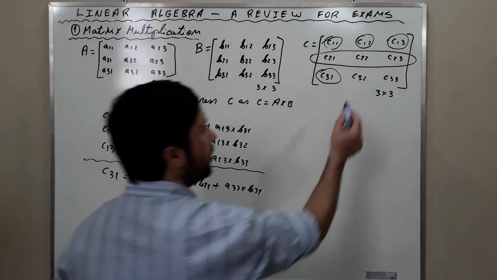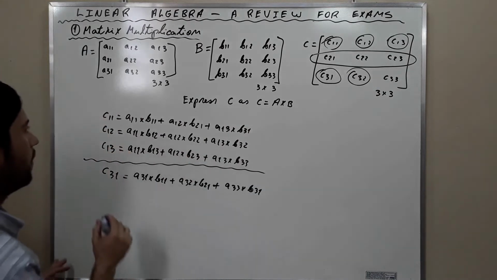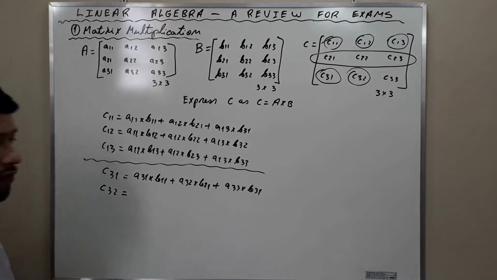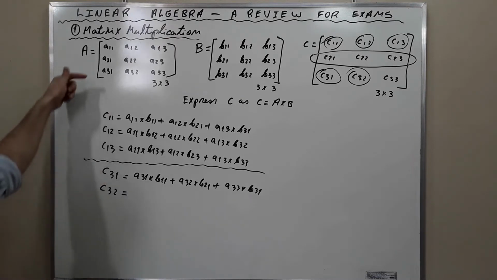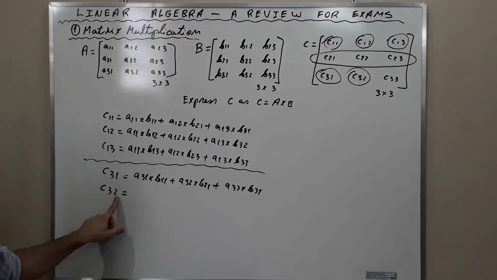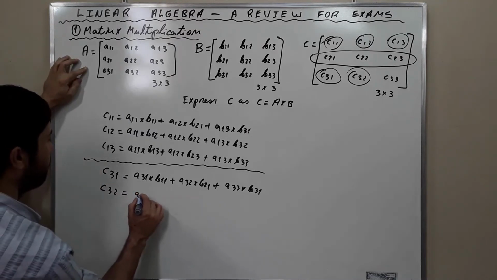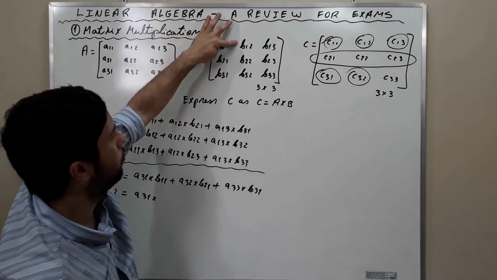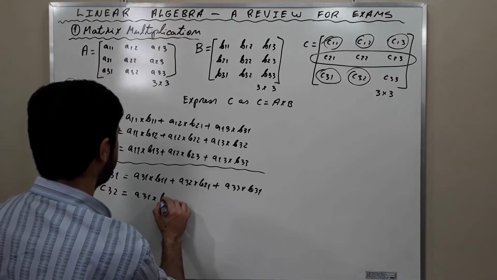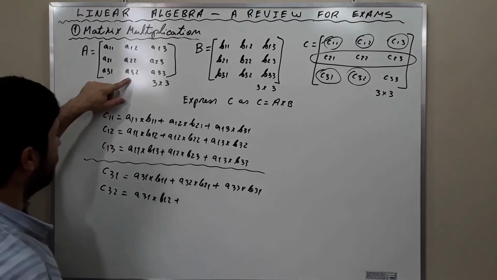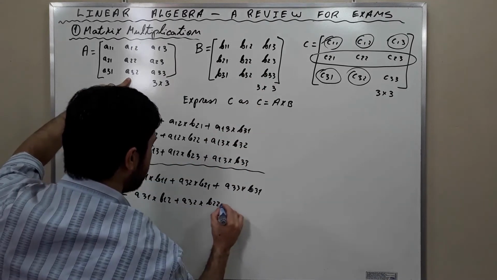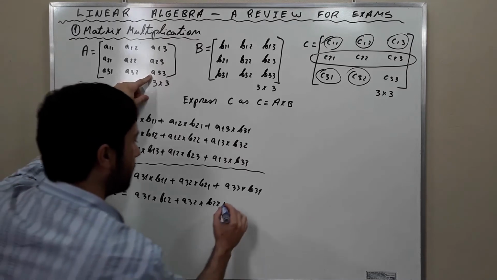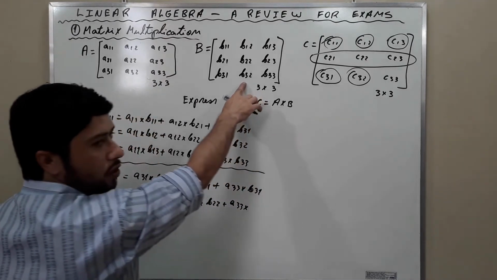Okay, let's do it for this element now. C32. C32 is going to be obtained from the multiplication of the third row of the first matrix and the second column of the second matrix. A31 times B12 plus A32 times B22 plus A33 times B32.